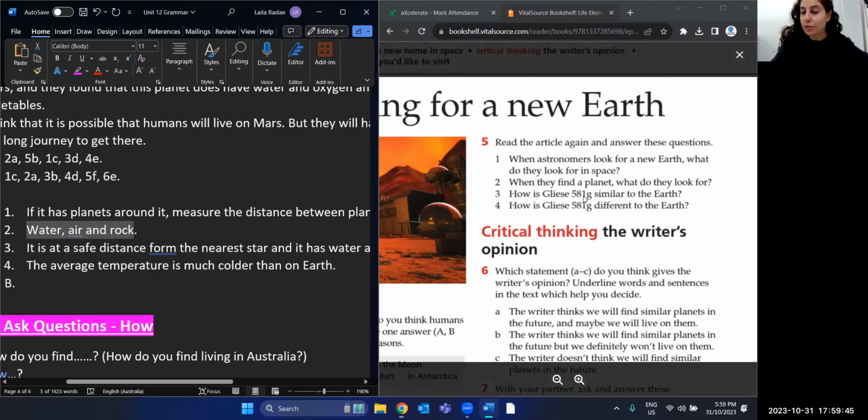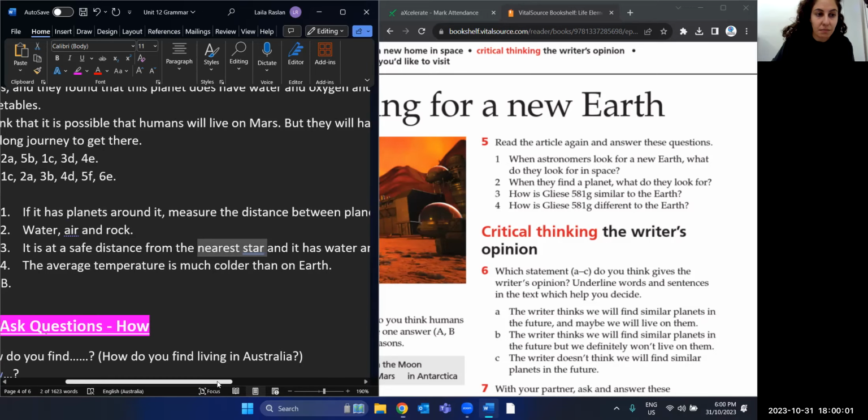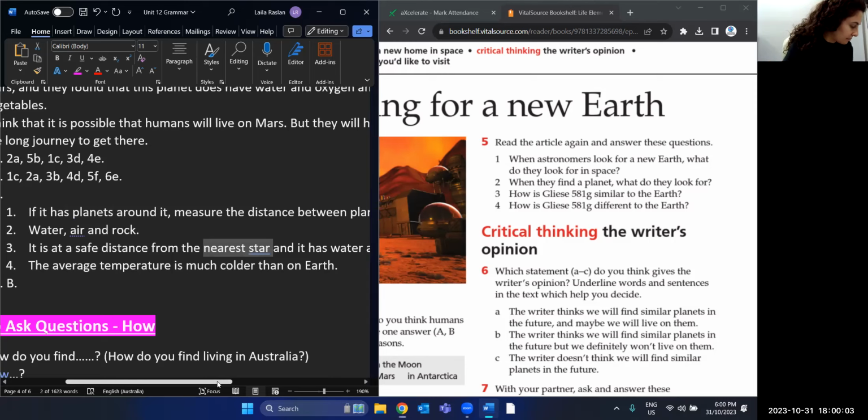How is Gliese 581G similar to Earth? It is a safe distance from the nearest star, and it has water and rock. That's what the article tells us. I got that from paragraph 4. It says that Gliese 581 is a planet at a safe distance, and it has water and rock.